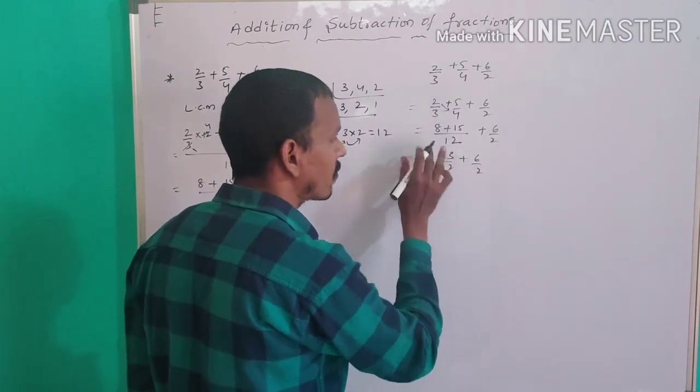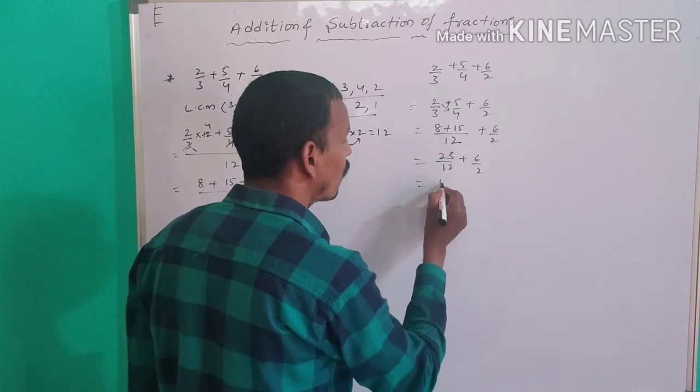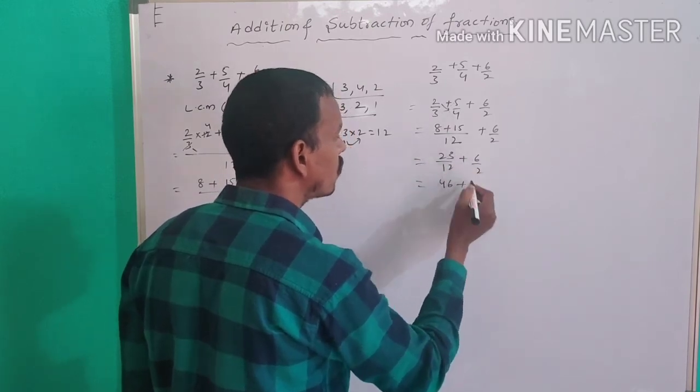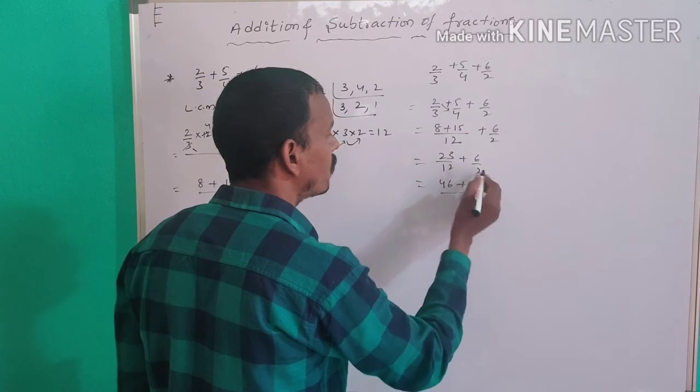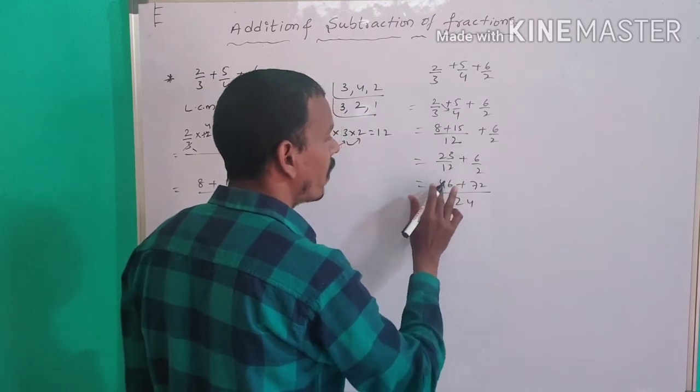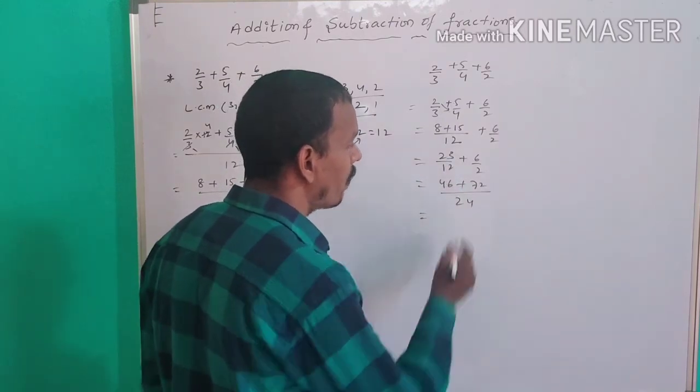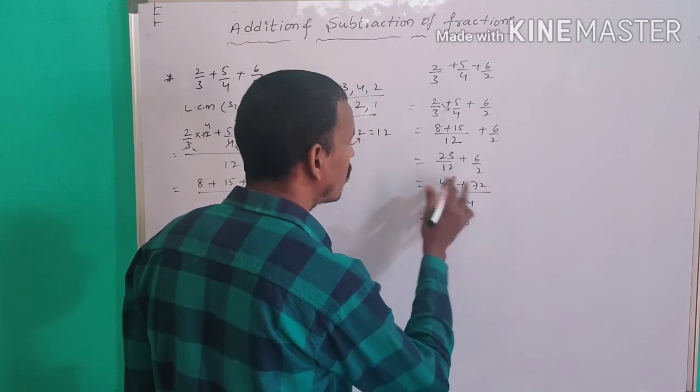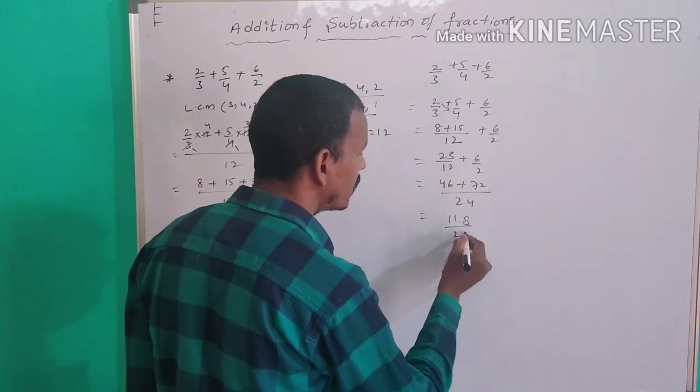Now, again, cross multiply. So, 23 into 2, 46, plus 6 into 12, 72, by 12 2s are 24. Now, 46 plus 72, how much? 2 plus 6, 8. 7 plus 4, 11 by 24.